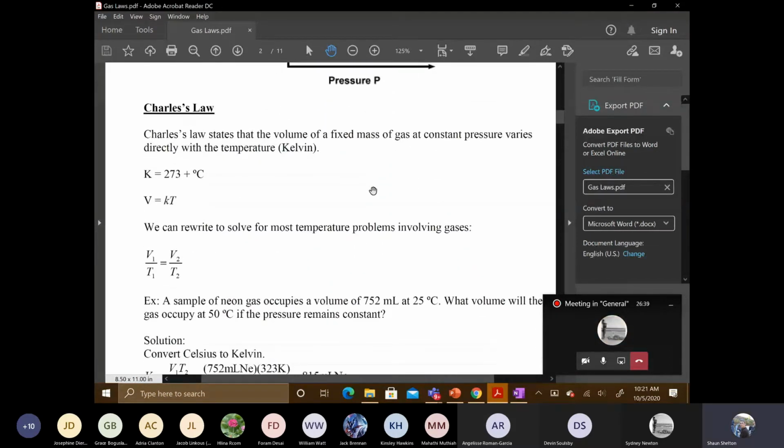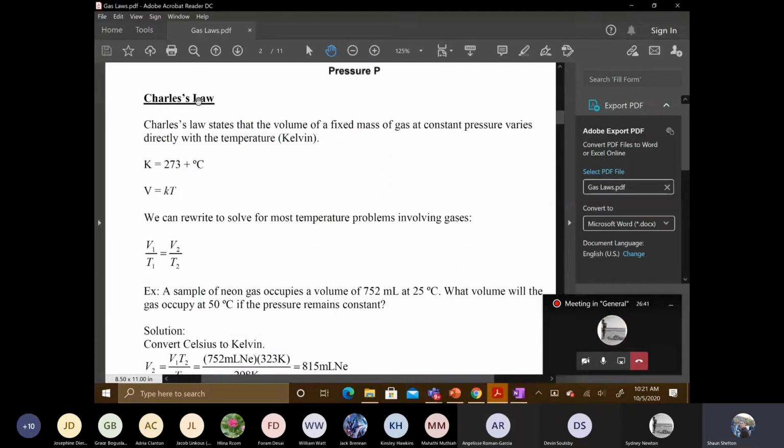All right, Charles' Law. Charles' law states that the volume of a fixed mass of gas at constant pressure varies directly with the temperature. So this deals with volume and temperature. As the temperature goes up, the volume goes up. It varies directly with each other. Now, if they were inverse, they would do the opposite, but they're not inverses. They vary directly with each other, so as one goes up, the other one goes up.